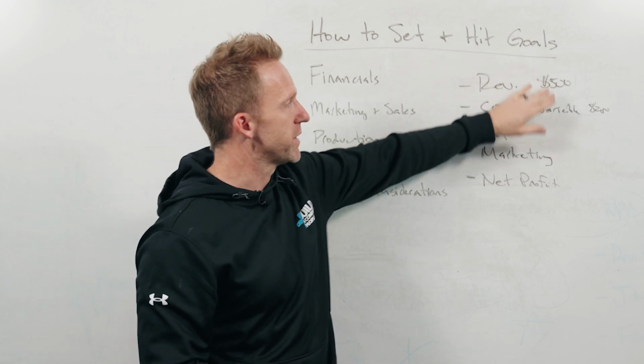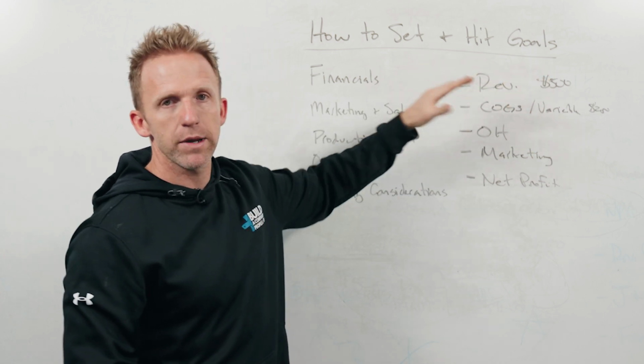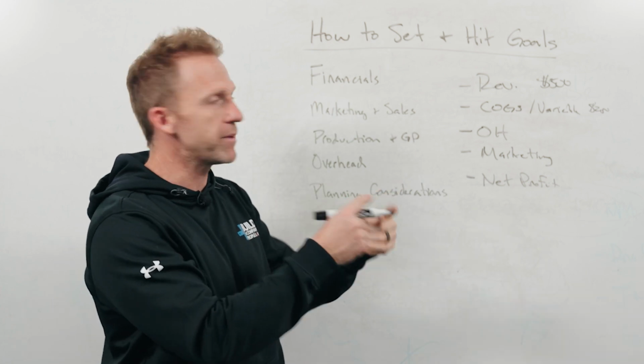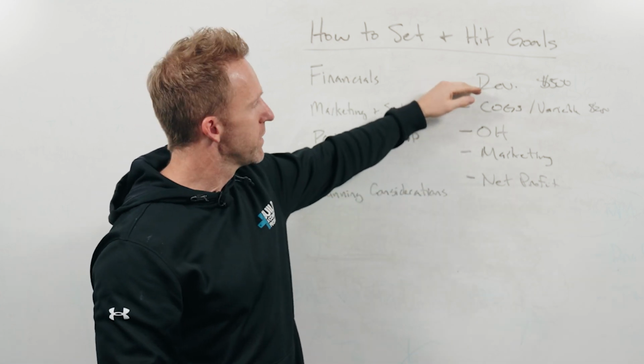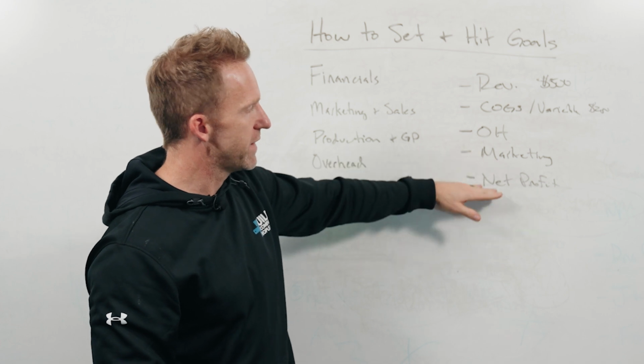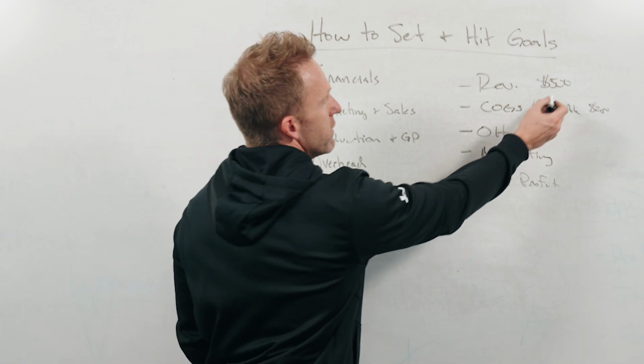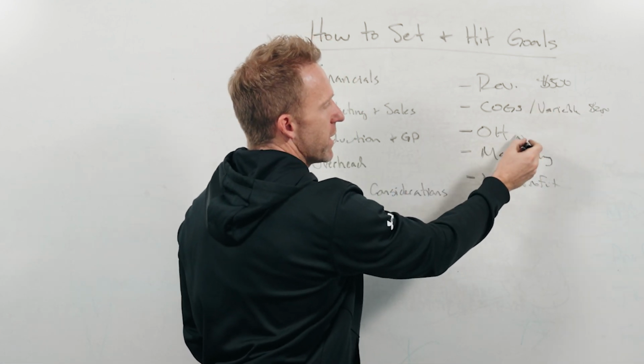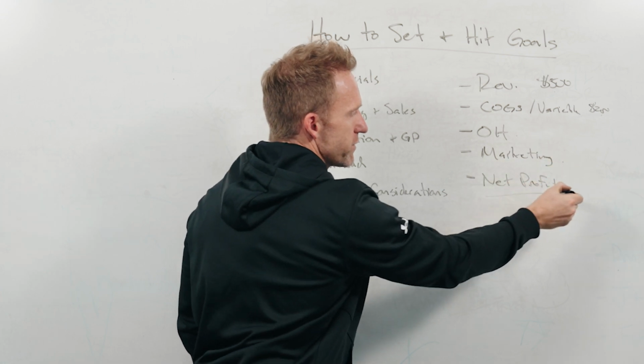But generally speaking, when we look at a financial plan, at the very top, we've got the revenue goal that you have for the year. And then the next thing down is how much we're going to spend on the labor and materials to deliver that revenue goal. And then we have our overhead, and then we've got our marketing expenses, and then at the bottom is our net profit. So we say 500,000 minus 250 minus the overhead minus the marketing equals the net profit.